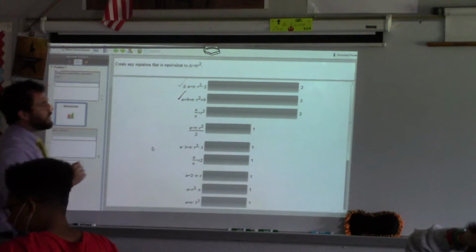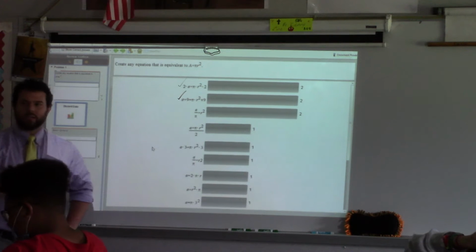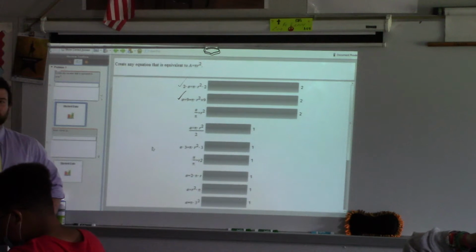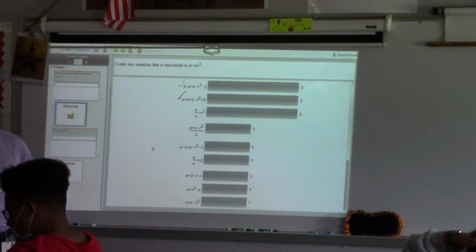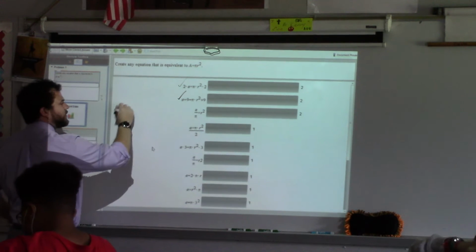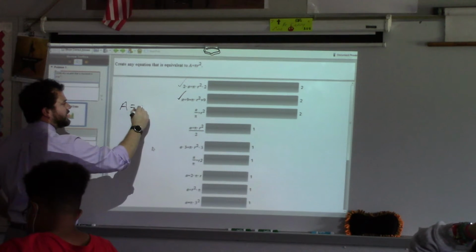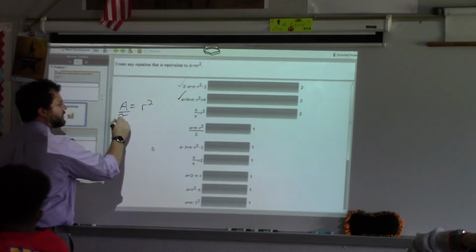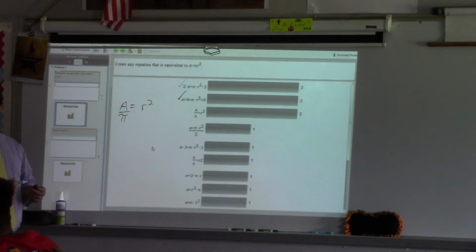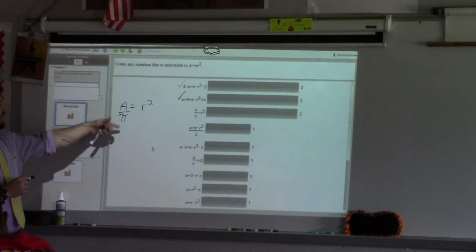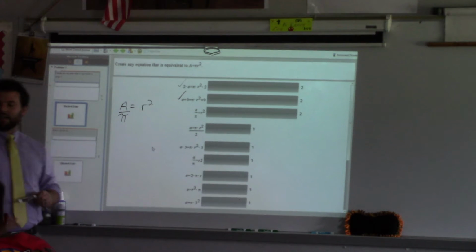What about a divided by pi equals r squared? Yes, it's correct. Why is it correct? Because that's what you did? Yeah. Okay, can anyone explain to me how? Because I don't necessarily see that you did something to both sides. What did you do? No, that's not how it originally is. Yeah, but is a divided by pi equals r squared? What do you think, Ireland? Do you think that's equivalent?